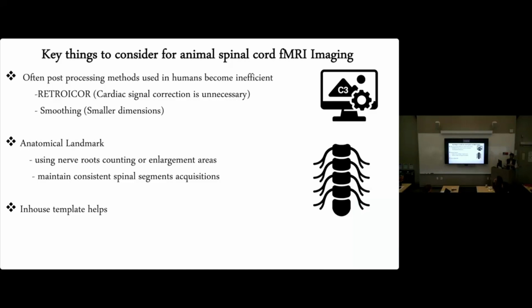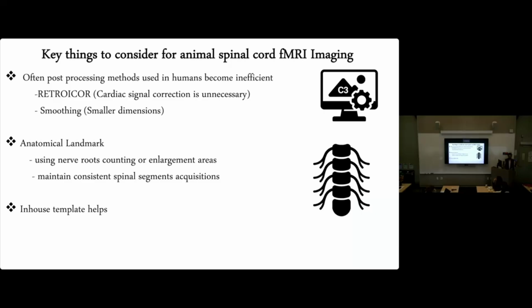We don't normally do smoothing. One important reason is that because of the small dimensions, we don't want to lose signal, especially between the gray and white matter interfaces. So smoothing is something we avoid. We do the anatomical landmark finding using nerve roots, in contrast to the vertebrae and other things which are used in humans. And we use the nerve roots, especially between the C4, C5 segments, sometimes for finding the landmarks in the studies. And this helps in consistent spinal segment-based acquisitions in our study.